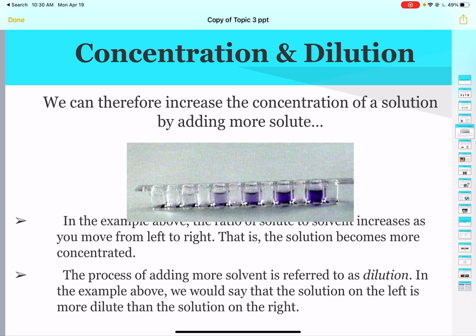It says here in the example above, the ratio of solute to solvent increases as you move from left to right. That is, the solution becomes more concentrated. They're using food coloring here to show it, but basically the more food coloring you add, which would be the solute, the darker the solution is going to look.